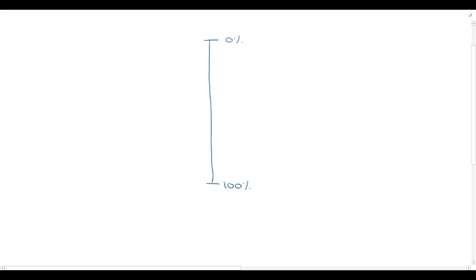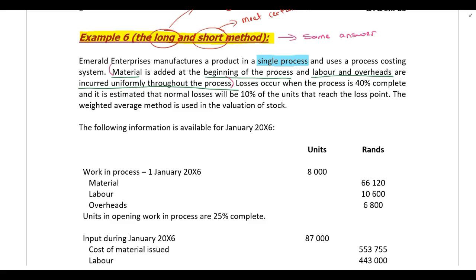So make sure you understand that first sentence. Okay, materials added at the beginning of the process, labor and overheads, or in other words, our conversion costs, are incurred uniformly throughout the process.